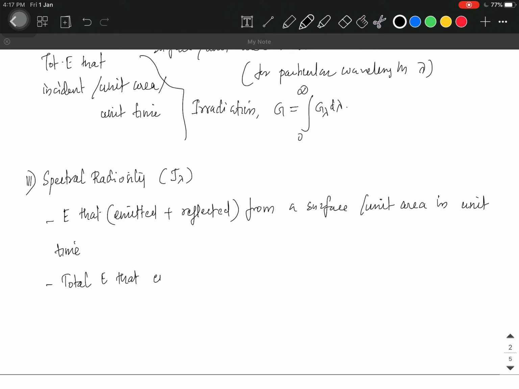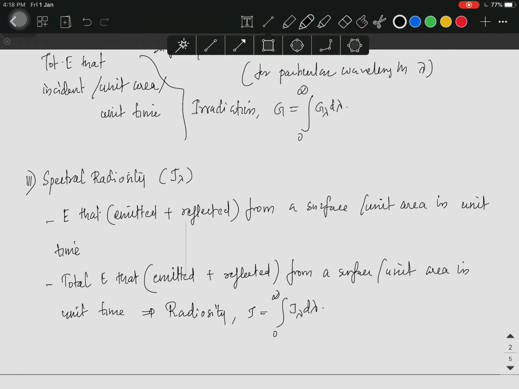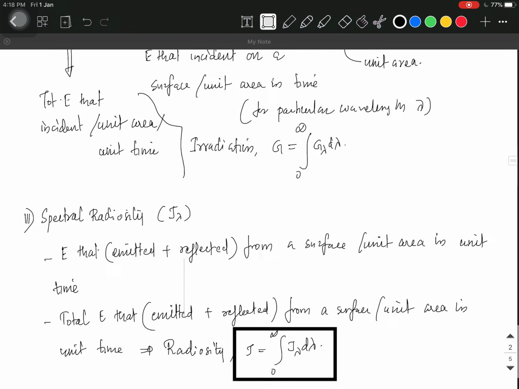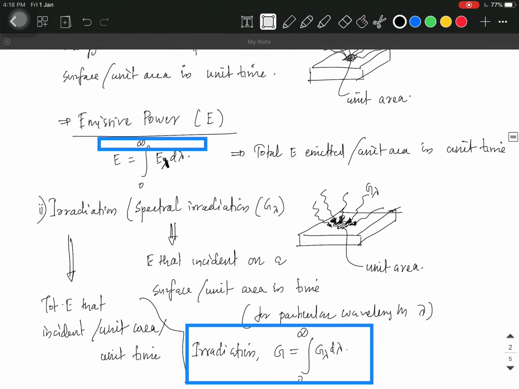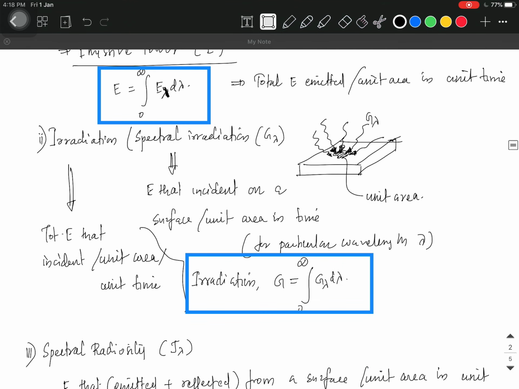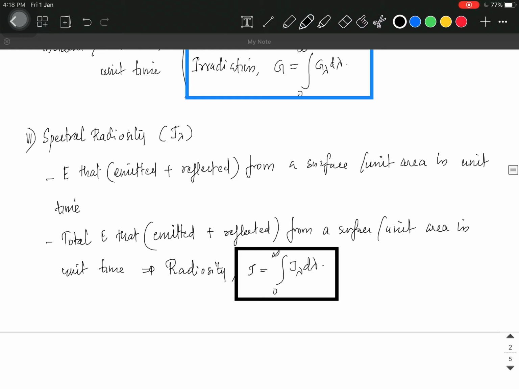and the spectral radiosity is for a particular lambda value of thermal radiation. And if we are considering the total energy that is emitted plus reflected from a surface per unit area in unit time, that is nothing but the radiosity, and which is given as J is equal to integral 0 to infinity J lambda d lambda. So please note these three equations.